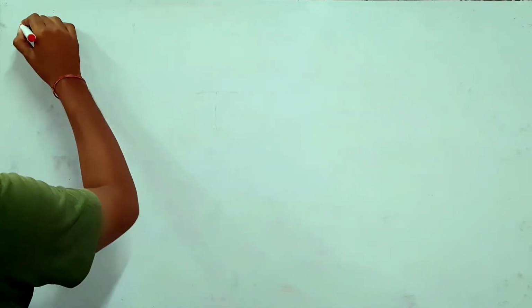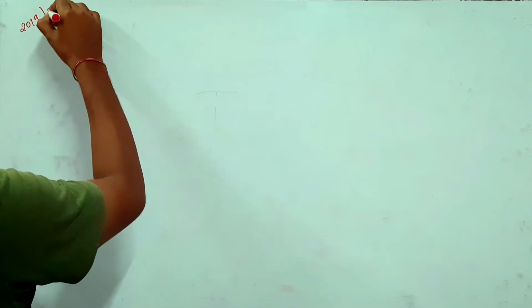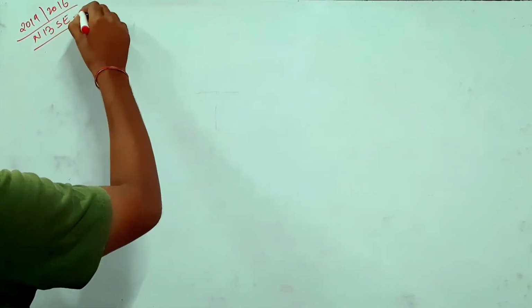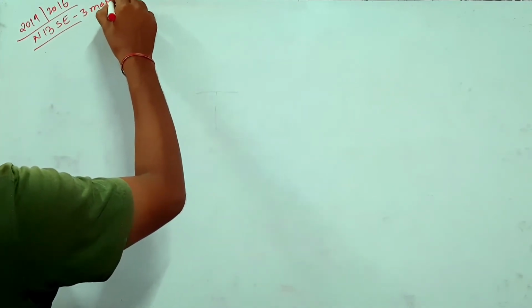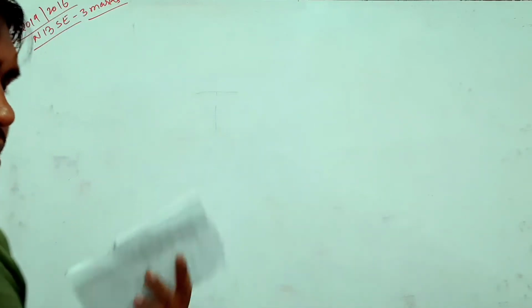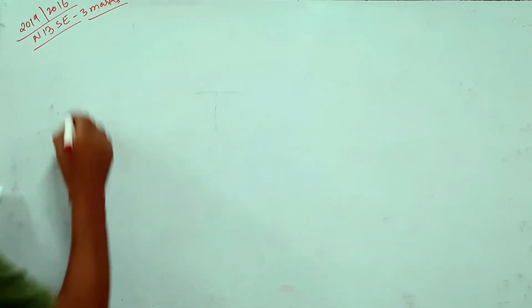These are the questions which we are going to do now. They came in 2019 and 2016, in NBSE, for 3 marks. The only thing is that in NBSE we are allowed calculators, a simple calculator. So the calculation is a little lengthy, but it is simple. So what is the question?